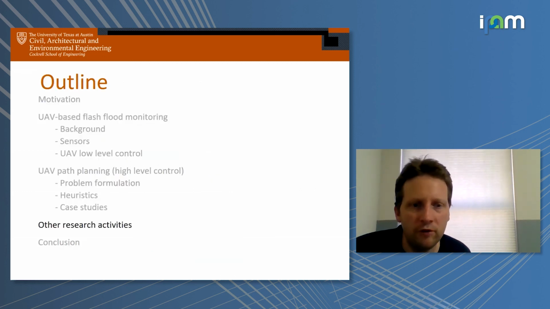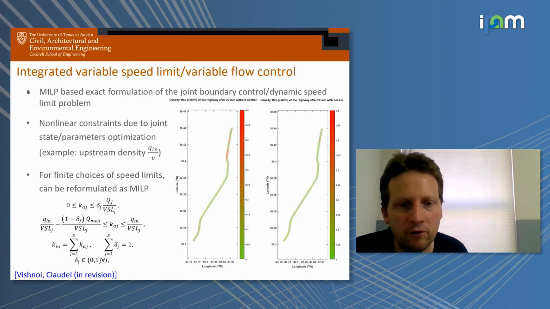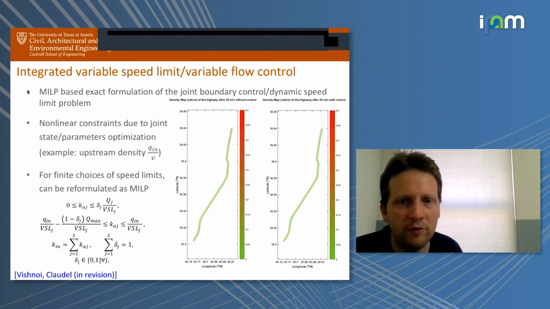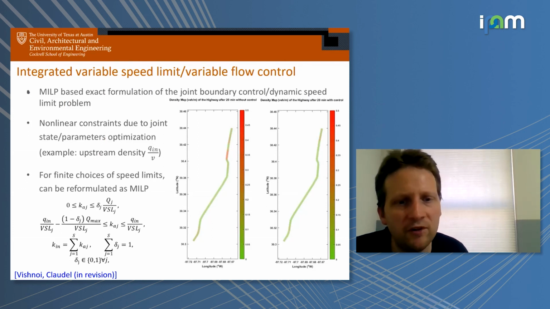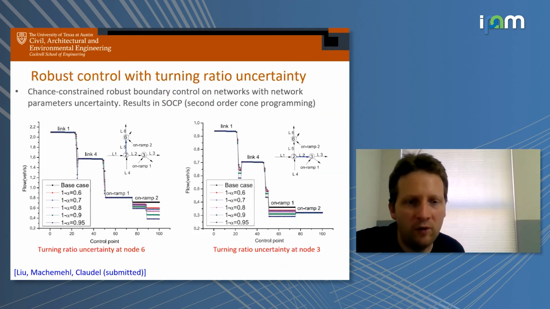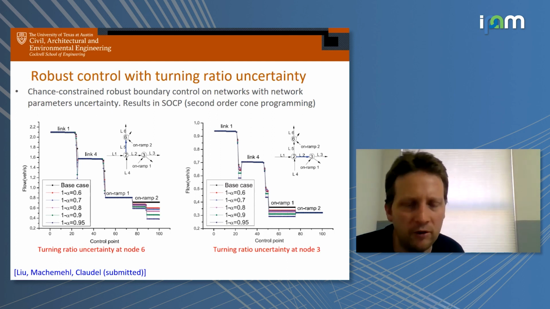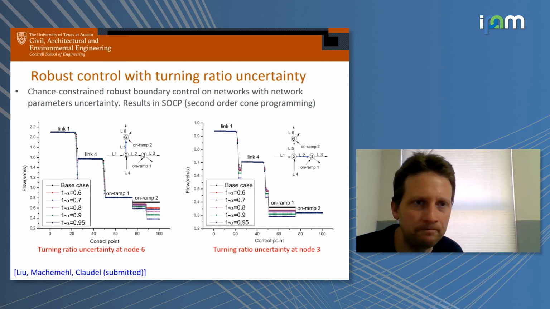Okay, so now we'll go very briefly to some other research activities. I think I have very little time left. We have done quite a bit of work on variable speed limits and variable flow control recently, that is, optimization of flows on highways with dynamic speed limit control. This is quite new, so I didn't want to show it because we don't have full results yet. Robust control with turning ratio uncertainty is also something we have investigated, with second order cone programming, for performing robust control on highways based on the classical LWR traffic flow model.